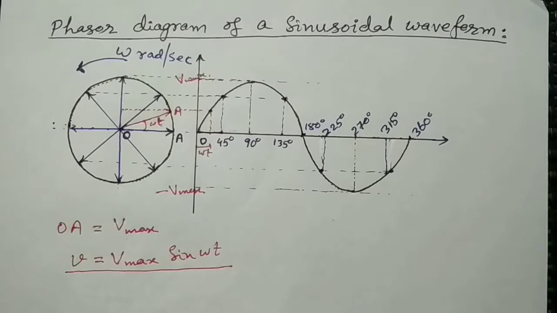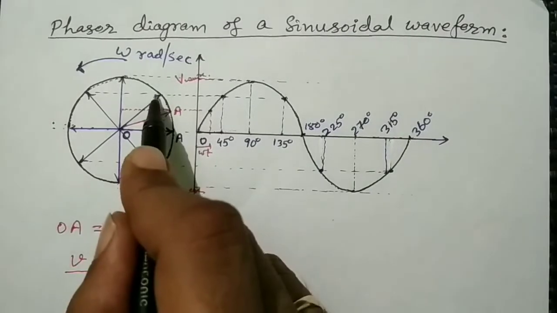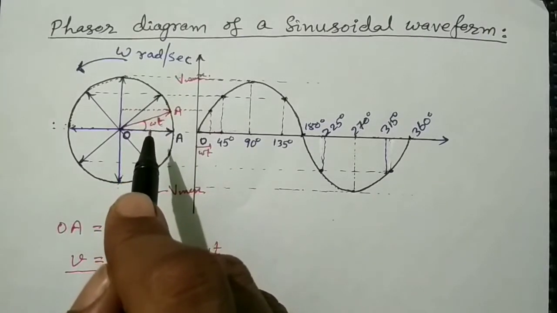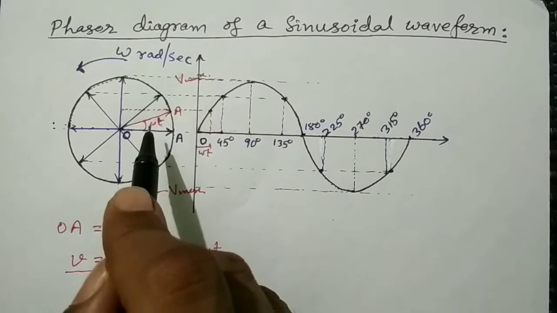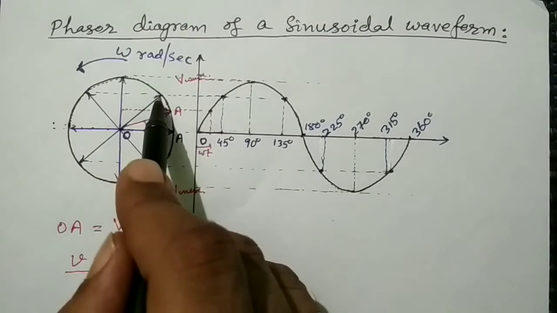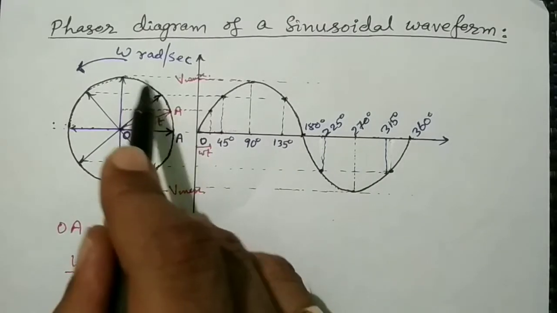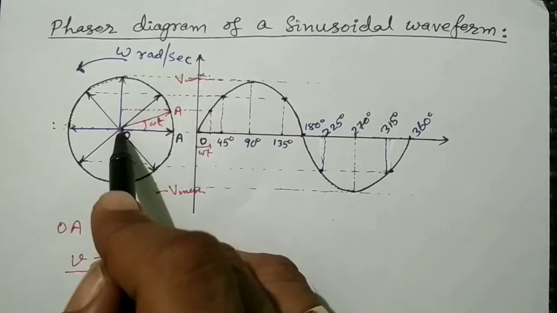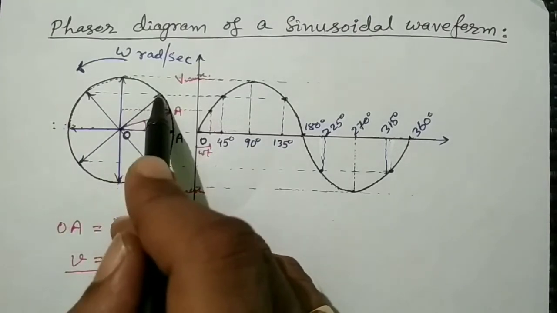Here the arrowhead is put at the outer end of the phasor. It is basically partly to indicate which end is assumed to be moved. That means here it will be fixed, but this arrow sign part will be moving. And also it will indicate the length of the line.